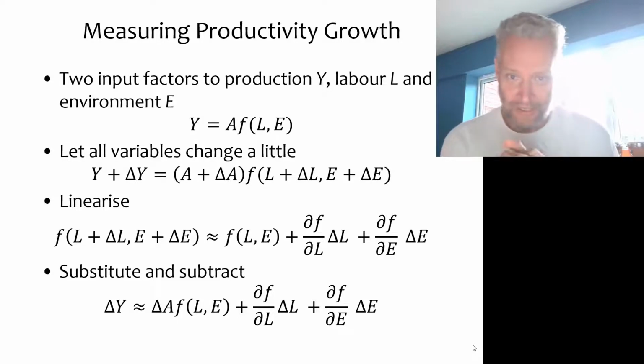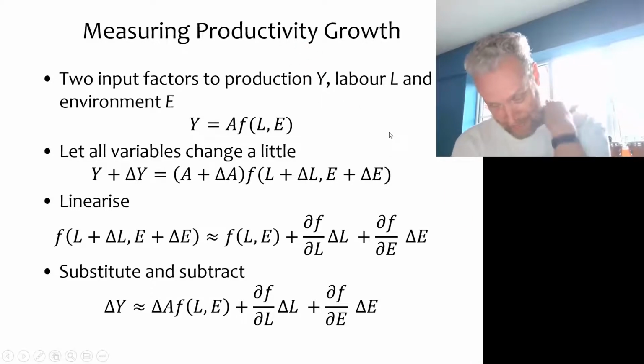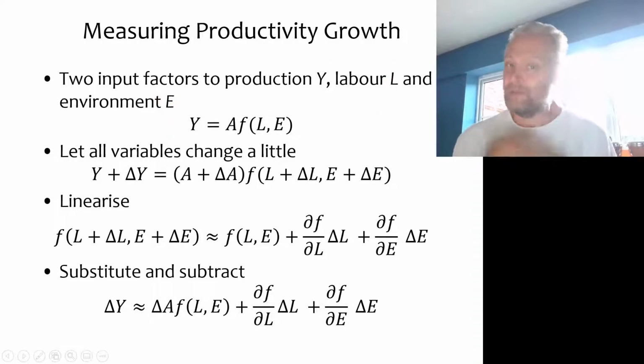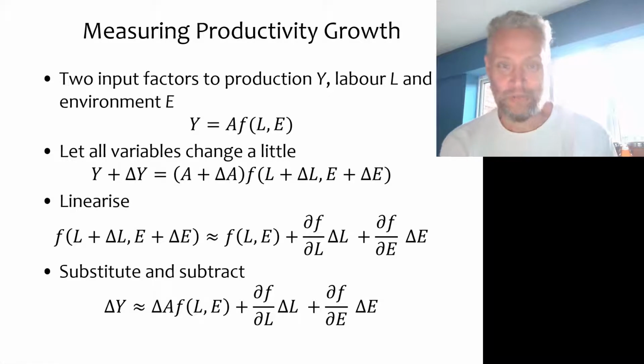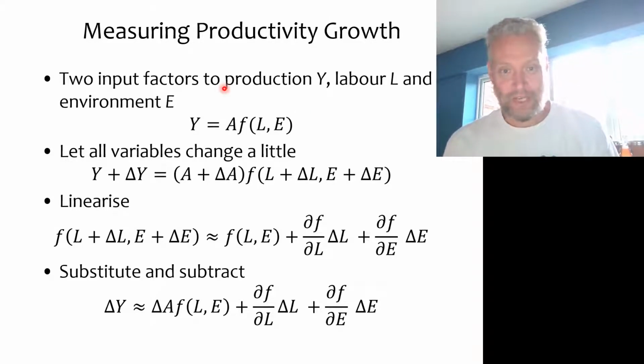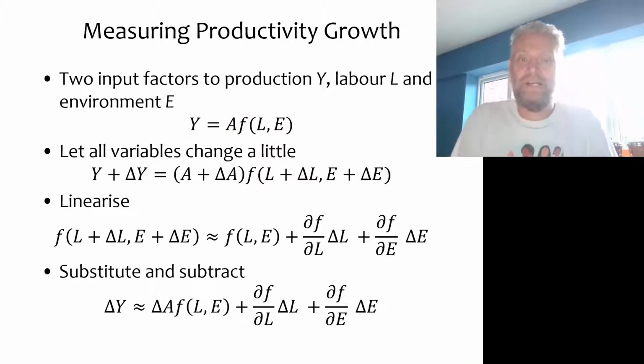So let's assume that we have an economy and a total output Y, and we have two inputs, that is labor and the environment. Of course, I can introduce additional inputs into production, capital, materials, what have you, but that just complicates the notation without changing the insight. So total output Y depends on the production function F of labor and environment, and total effective productivity, the Solow residual A.